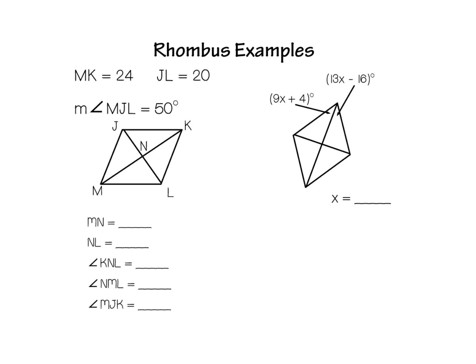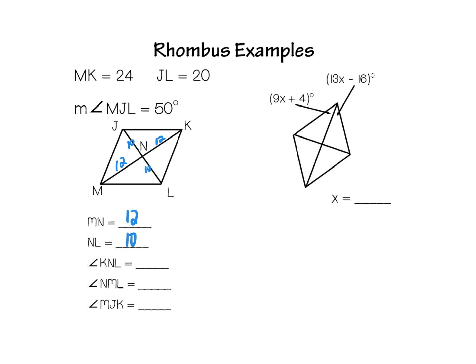Okay, so let's take a look at this. We know that MK is 24. So the whole length, MK, is 24, which means each part has to be 12. So I know this has to be 12, this has to be 12. Then JL is 20, which means this has to be 10, this has to be 10. All right, so we know MN is 12, NL is 10.